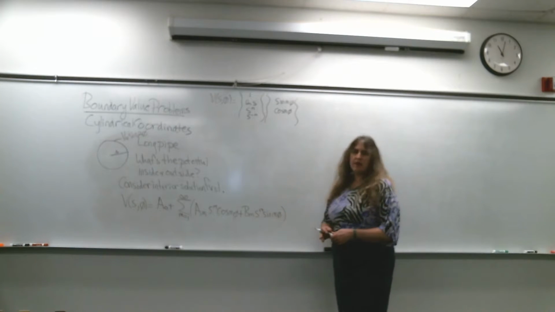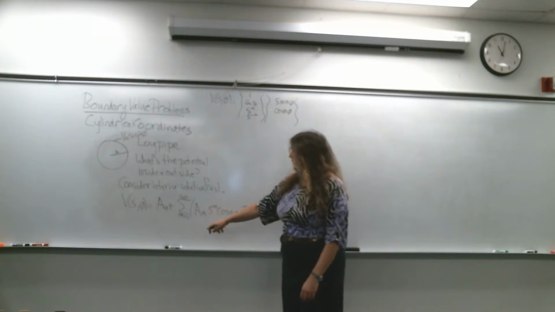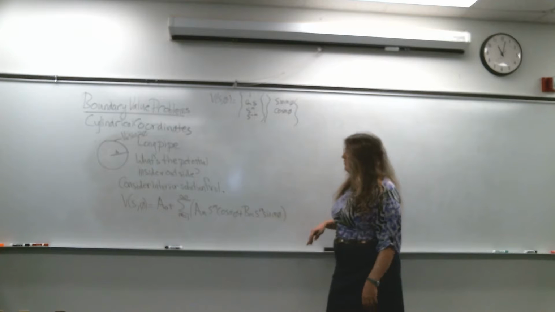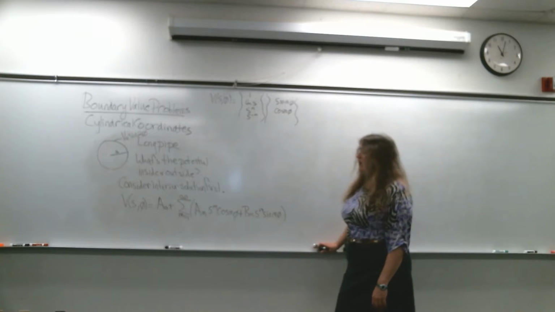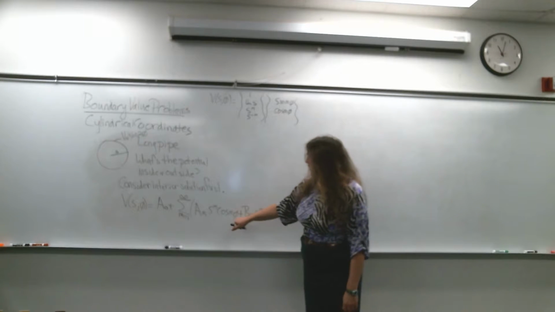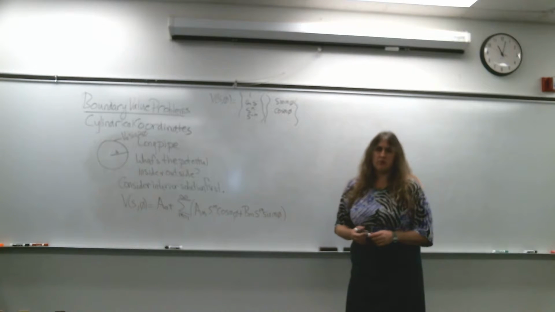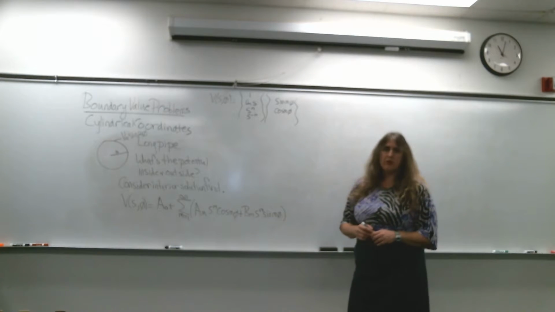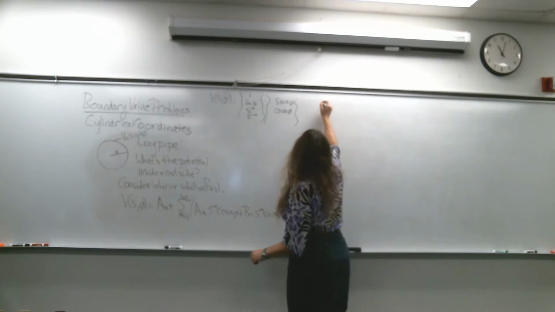Now we're confronted with the same problem as when we dealt with Cartesian coordinates. We had a solution that had an infinite series, and there were coefficients, the values of which have not yet been determined. We're going to make use of the orthogonality of these functions to basically pull out what those coefficients are. So just as a reminder, I'm going to write down what these relations are.